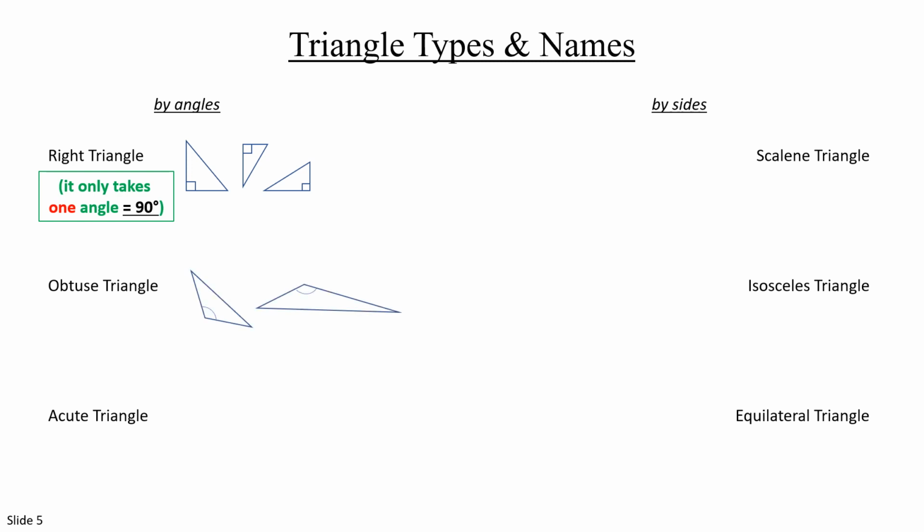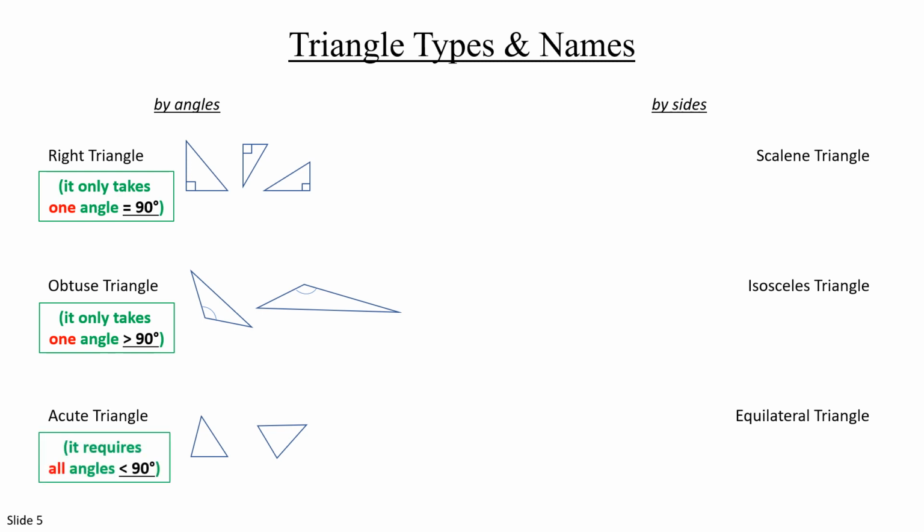Obtuse triangles would look like these. It only takes one angle greater than 90 to make it an obtuse triangle. Acute triangle. It requires all angles to be less than 90 degrees. All three angles in a triangle have to be less than 90 degrees to be an acute triangle. Because if you notice in the obtuse, two of the angles are less than 90. And in the right triangle, two of them are also less than 90. Okay, but to be an acute, it must be all three.